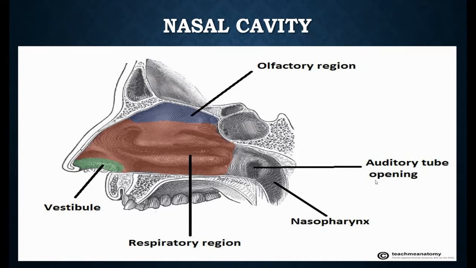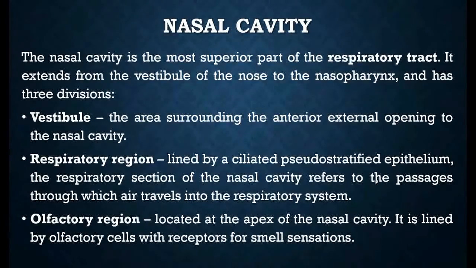There is one olfactory region, there is an auditory region, there is one respiratory region, and there is one vestibule. The nasal cavity is the most superior part of the respiratory tract. It starts from the vestibule and ends at the nasopharynx. It has mainly three divisions. One is the vestibule, which is the external opening of the nasal cavity.